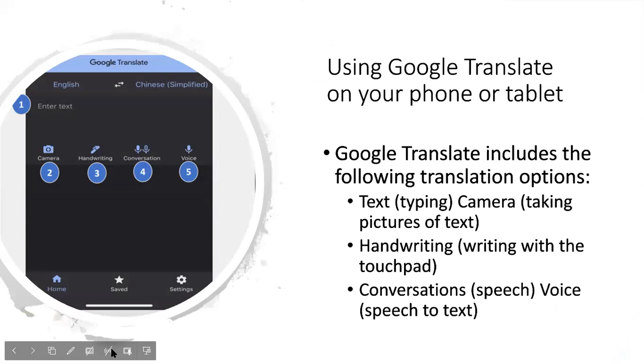Here we have how we can use Google Translate on your phone or tablet. Google Translate includes the following translation options: text, which includes both typed text or pictures of text; handwriting; conversations, which includes speech and text, speech to text.